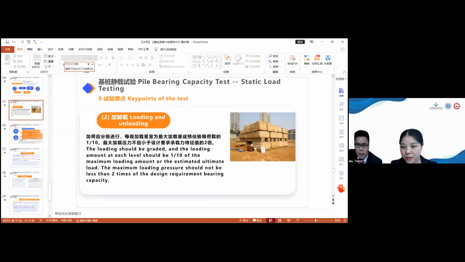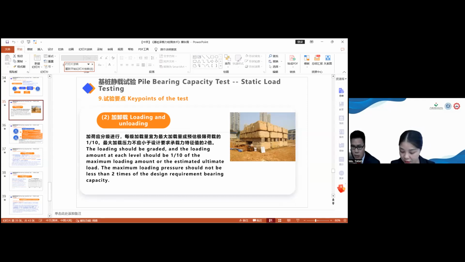Before the steady load test can be carried out, we should make sure these conditions are satisfied: electricity, water, road access, and also leveling of the land. They shall be satisfied to carry out this test.